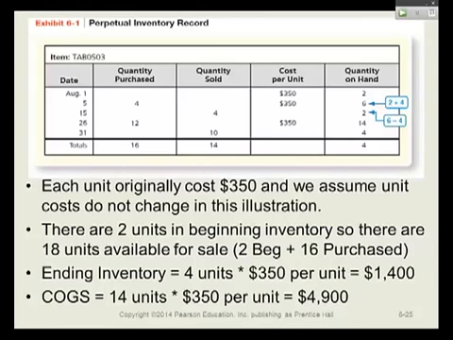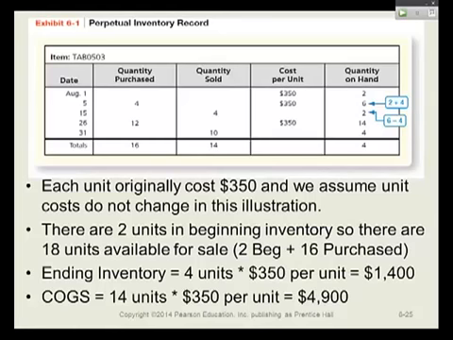No changes in unit cost, so everything's very simple. Everything's at the same cost. Now, the problem gets much more difficult when we have changing prices. When prices change or input costs change, the problem becomes a little bit more difficult.